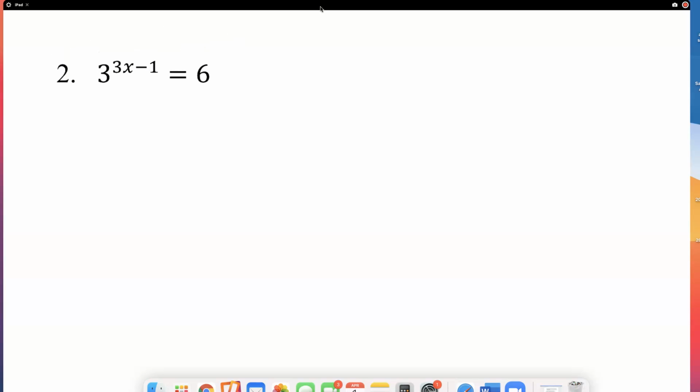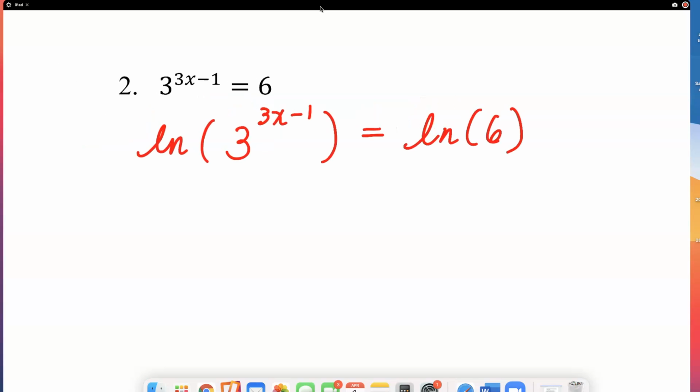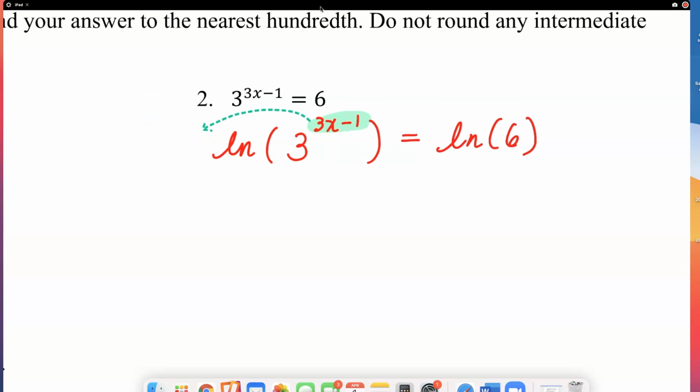So starting with number 2, because the exponential expression is isolated on the left side of the equal sign, we're ready to just take natural log of both sides. So I'll say natural log of 3 to the 3x minus 1 is equal to natural log of 6. The reason I take natural log of both sides is because now I get to use the power property, where this 3x minus 1 will come down from the exponent.